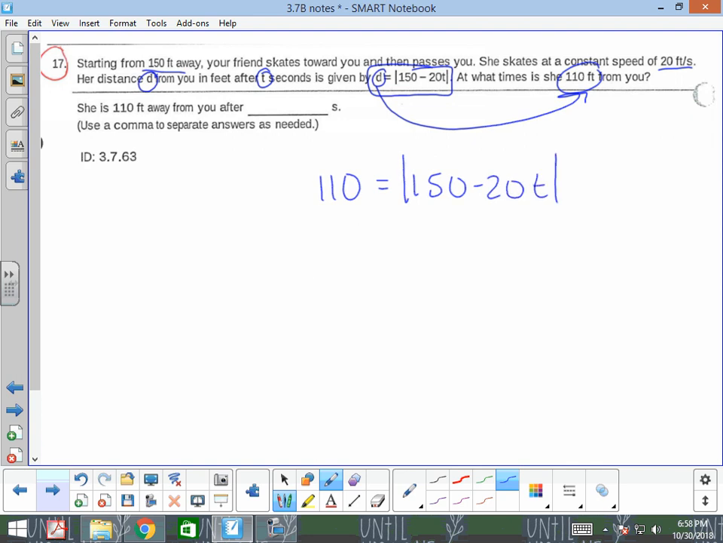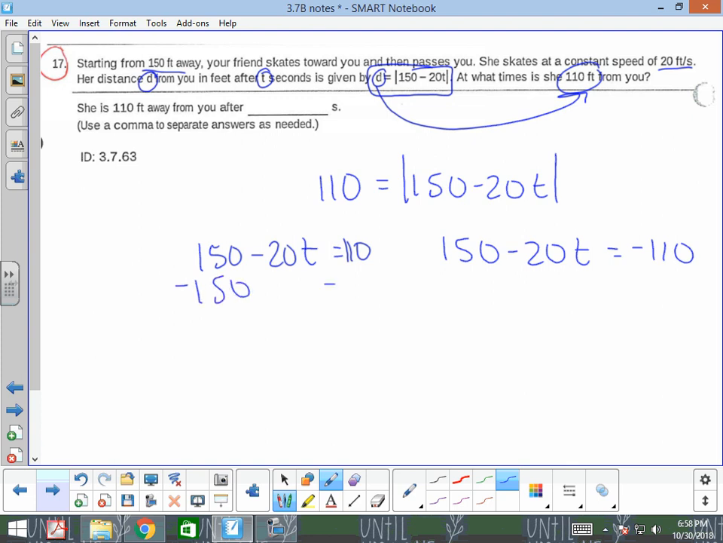And its absolute value is already by itself, so I'm just going to make two equations. 150 minus 20t is equal to 110. And my other one would be the same thing. Take whatever's inside the absolute value and set it equal to negative 110. So we're going to solve. And divide by negative 20. And t is equal to 2.